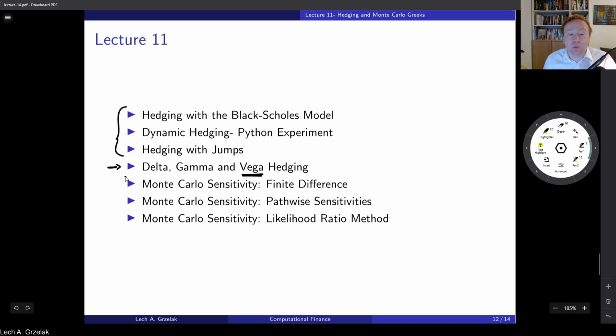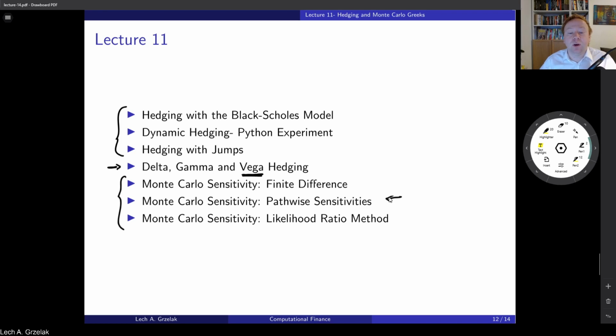Hedging is associated with sensitivities, so it's sensitivities of the value of your derivative to a particular model parameter, be it the initial stock, or a parameter like interest rates or volatility. And for that reason, it is also important that your sensitivities are fast and accurate. And so for that reason, we discussed three different methods of how to improve the computation of the Greeks. We had finite difference, pathwise sensitivities, and the likelihood ratio method.